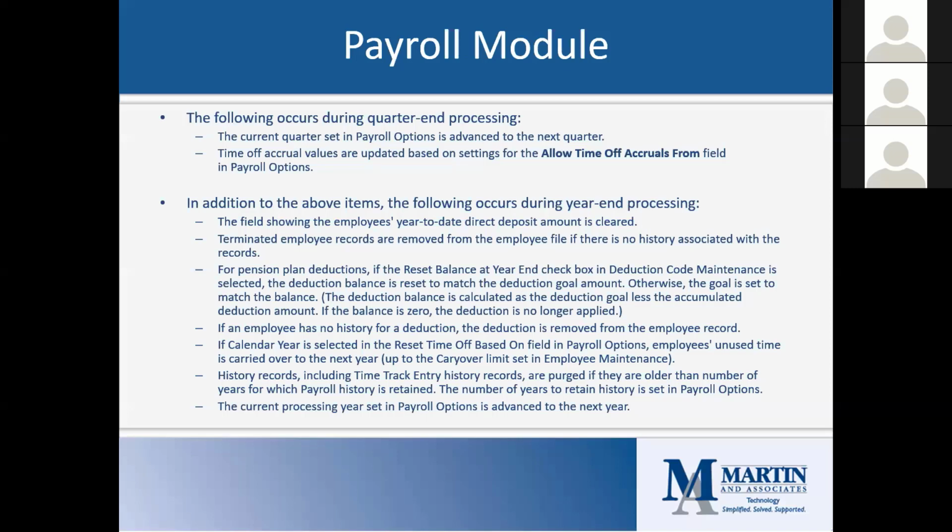If an employee has no history for a deduction, then that deduction gets removed from the employee record. If calendar year is selected in the reset time off based on field in the payroll options, then any employee's unused time is carried over to the next year, up to the carryover limit that you set up in employee maintenance. Any history records, including time track entry history records, get purged if they're older than the number of years you said to maintain history in the options. And the current processing year in payroll options gets moved to the next year, and the quarter gets set back to quarter one. Okay, so that's some stuff for payroll.